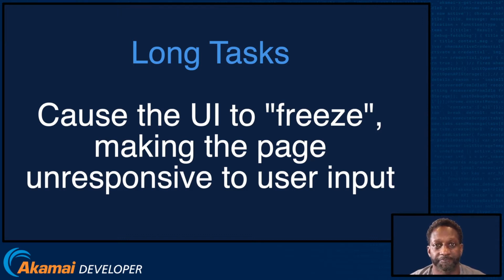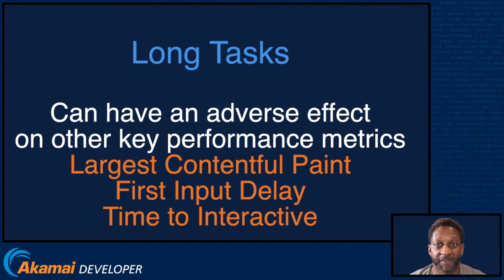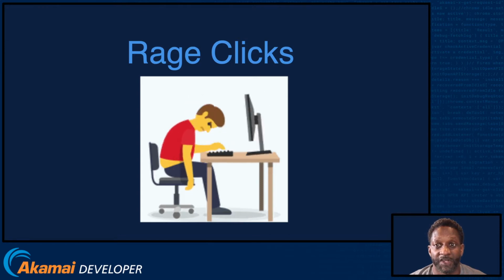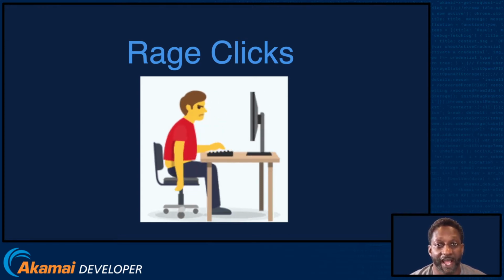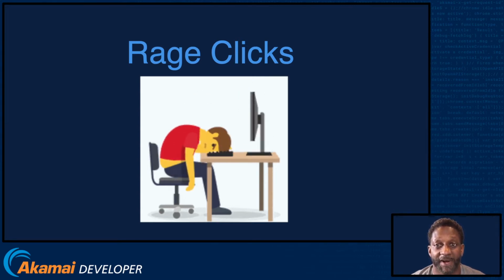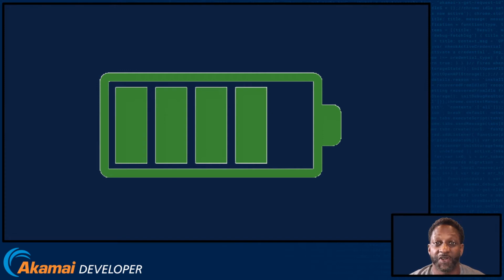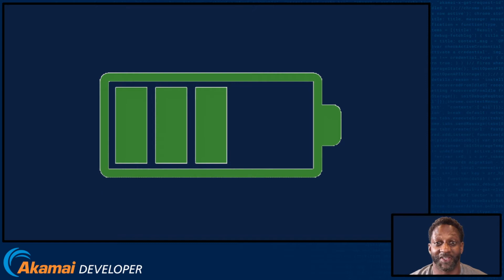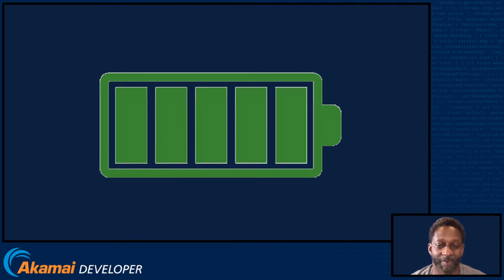or unresponsive. Long tasks can have an adverse effect on other key performance metrics, including the new Core Web Vital metrics like largest contentful paint and first input delay, as well as time to interactive, which measures when the page is ready to respond to user input. A metric that directly measures user frustration is rage clicks, which measures moments of repeated clicks or taps with no response. Rage clicks can be measured in real user monitoring tools like Akamai's Impulse. Of course, this excessive CPU work caused by long tasks is going to drain batteries, and that's never a good thing as users look for ways to extend their battery life throughout the day.